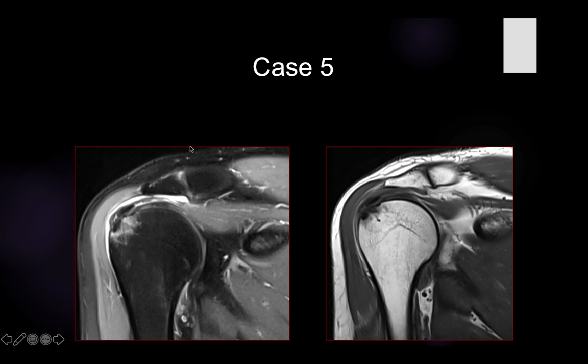We must adapt our eyes to the signal of calcification within the supraspinatus tendon. When we see a persistent dark signal focus within the supraspinatus in T1, T2 and STIR, persistent dark signal like this, we should suspect there is a presence of calcification within the tendon.